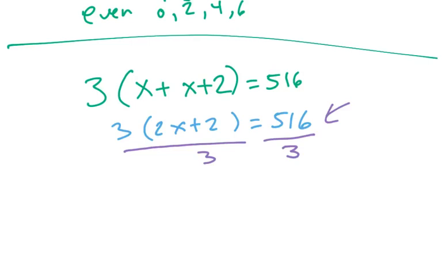And the reason why I know that is it's the rule that if the sum of the digits is divisible by 3, so is the number. In other words, 5 plus 1 is 6, 6 plus 6 is 12. Because 12 is divisible by 3, so is the number. So we know that this is true. And so we'll get 2x plus 2 equals whatever 516 divided by 3 is.